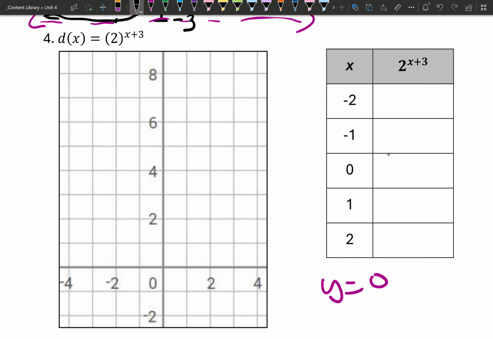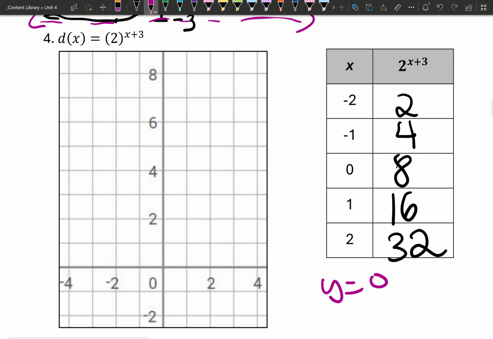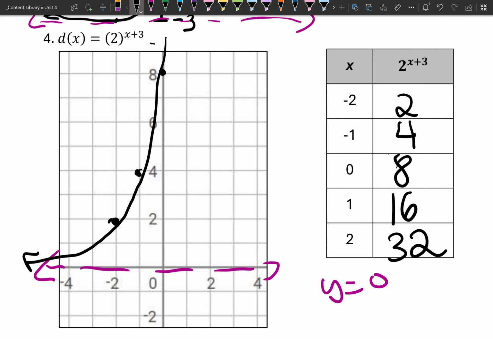When I plug in -2, I get 2. When I plug in -1, I get 4. When I plug in 0, I get 8. 16 when I plug in 1, and 32 when I plug in 2. Let's graph it. Here's y equals 0, -2, 2, -1, 4, 0, 8, and I can't graph the rest, and I'm just gonna draw it here.